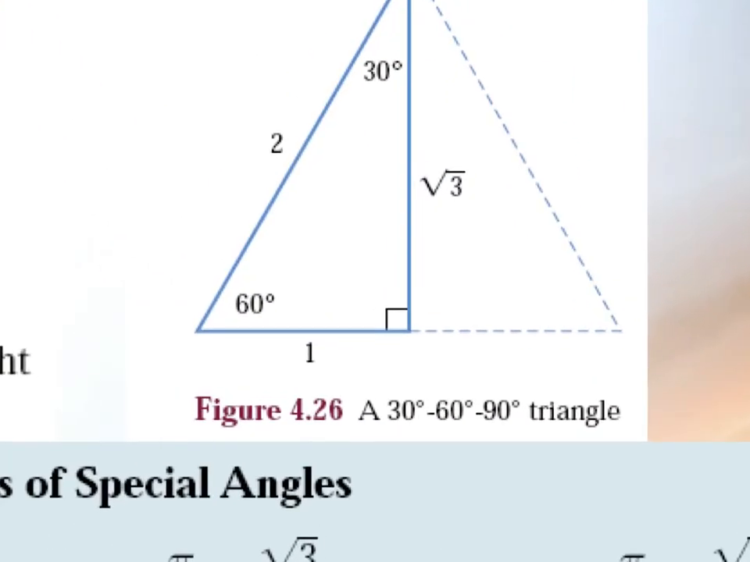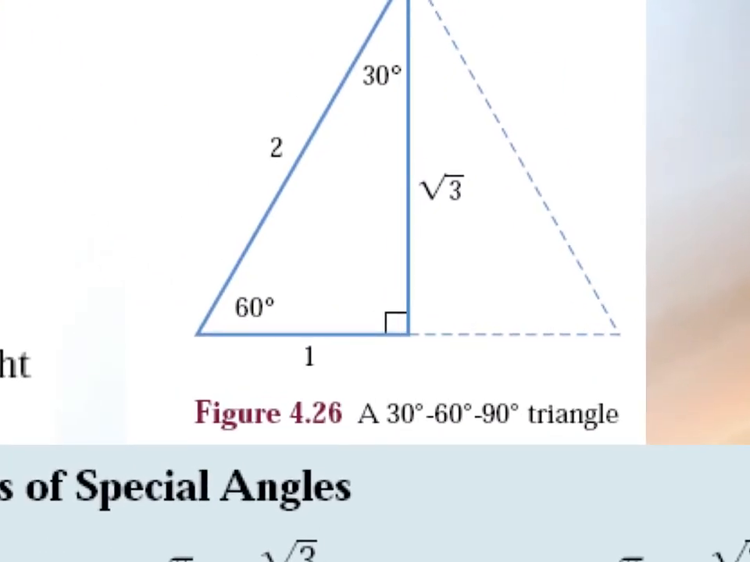Okay, this one's a little more difficult. It's a pattern. The smallest angle is 30, so that's our 1. The hypotenuse is always double that side, and then the side across from 60 is root 3. So if I told you that this leg was 5, you can tell me what the other ones are. What's the hypotenuse then? 10. And then what's the side across from 60? 10 root 3. No, it's 5 root 3.